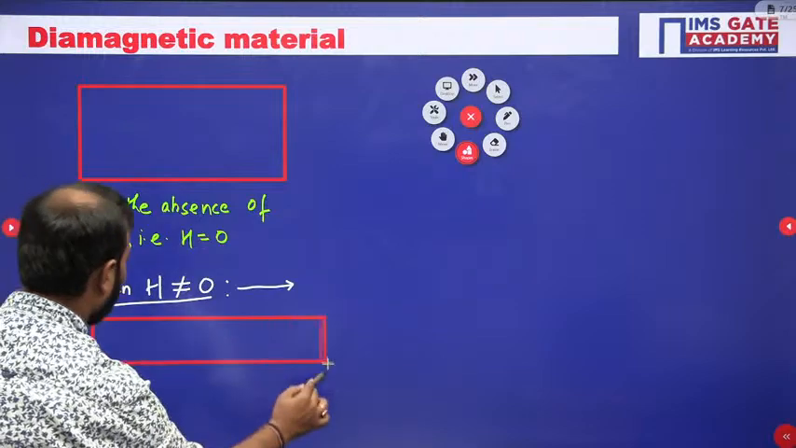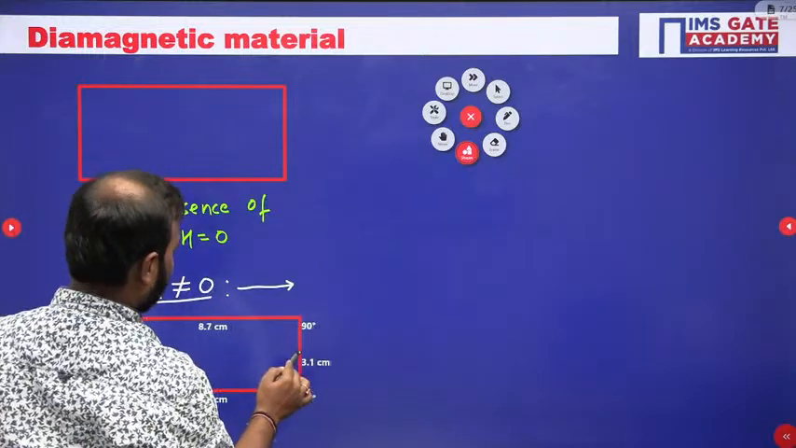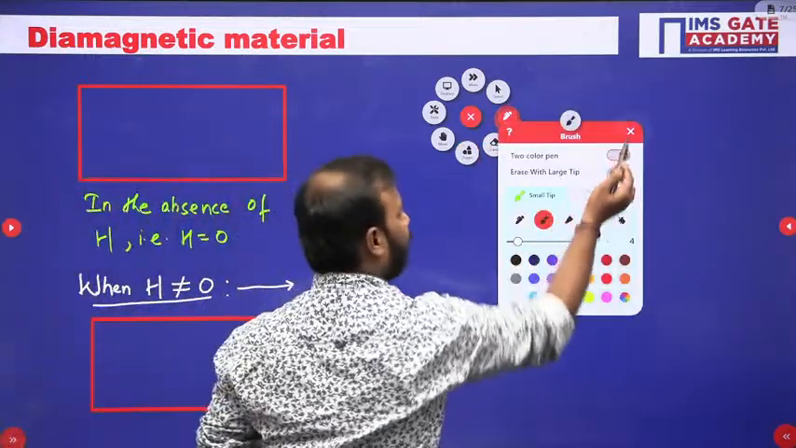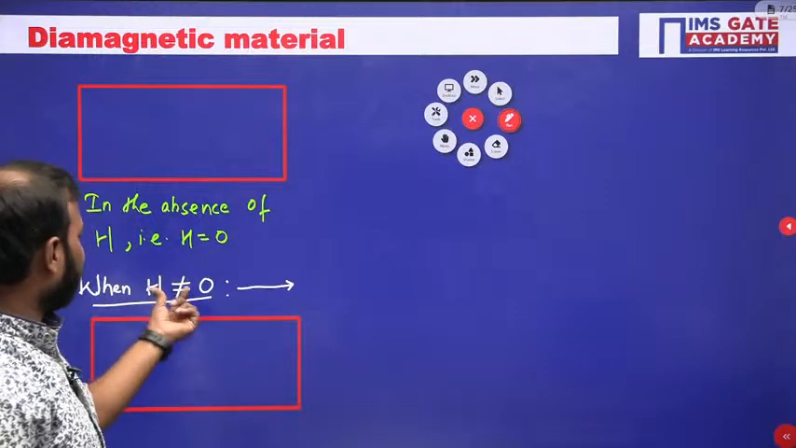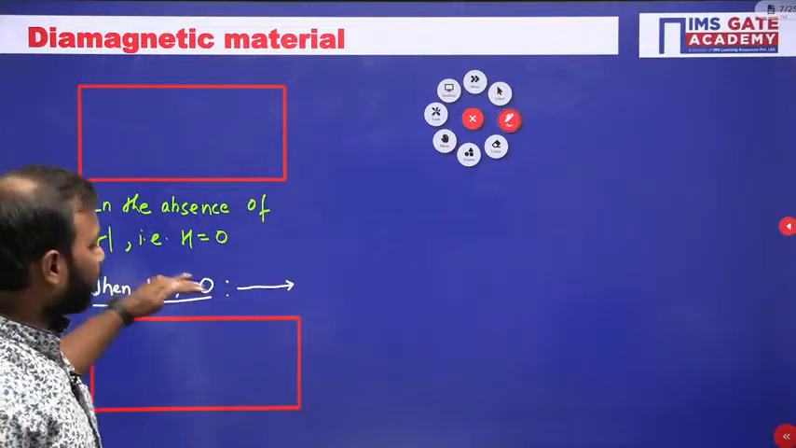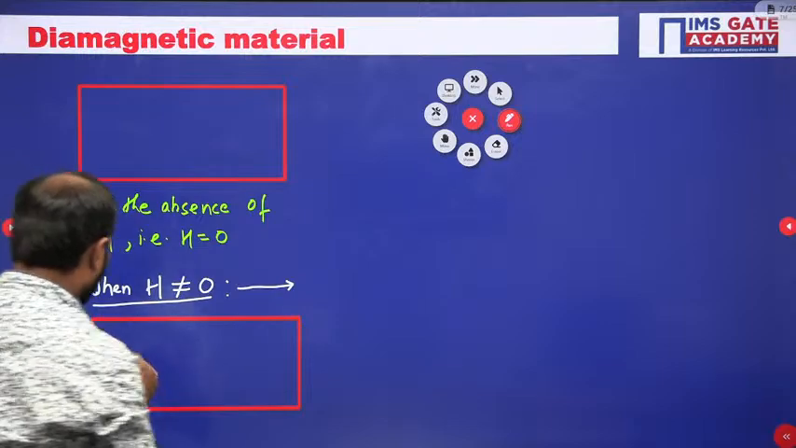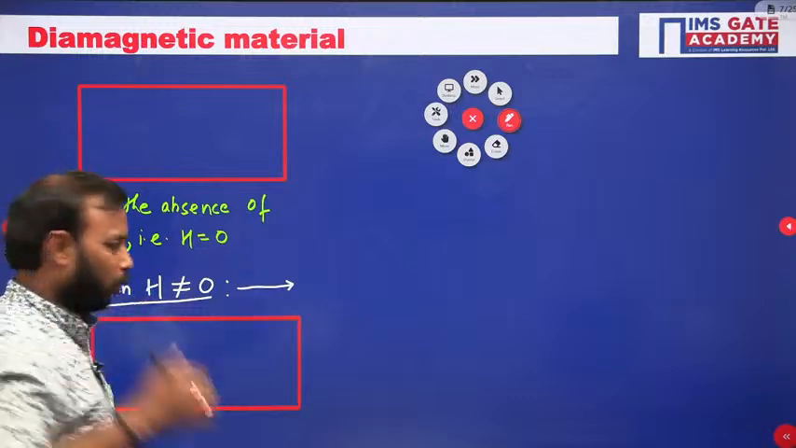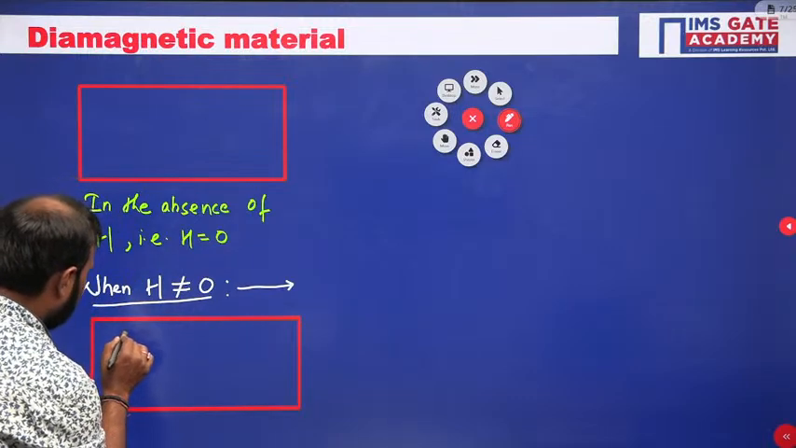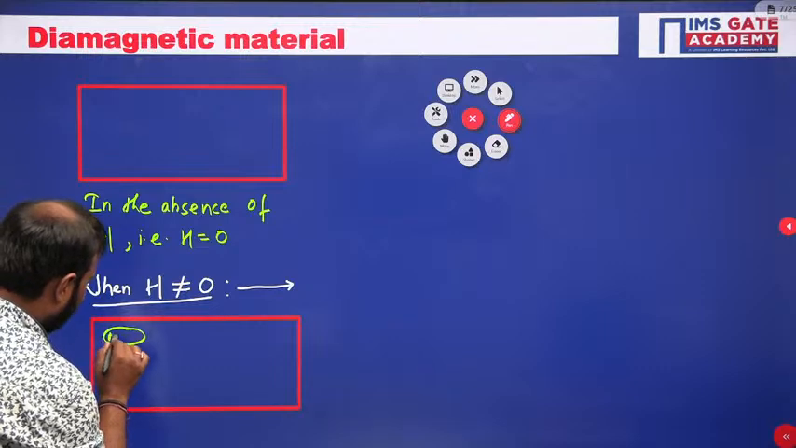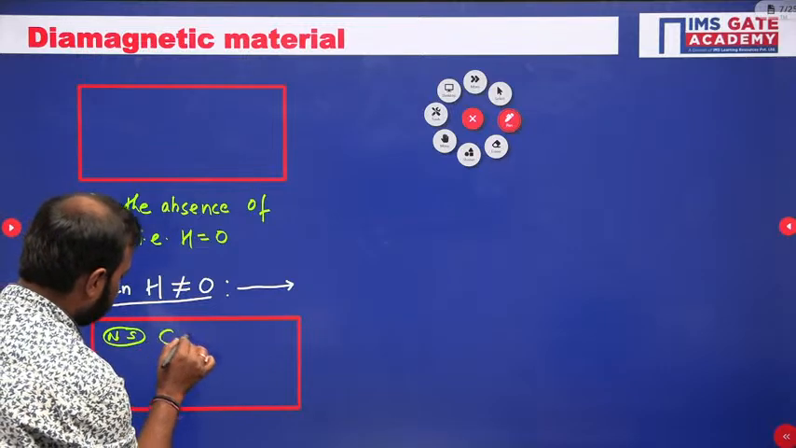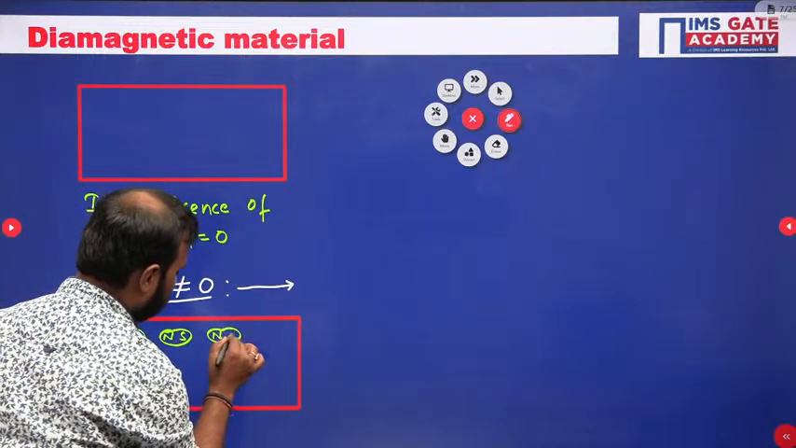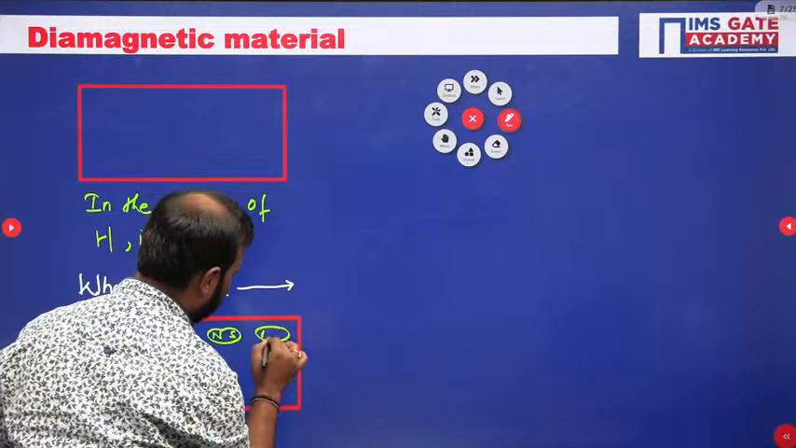So let me take the case where the diamagnetic material is under the presence of magnetic field intensity, and this is applied in this direction. So see what is going to happen. Dipole means what? Which has two poles. Dipole means two poles. So it will have small poles like this, north, south, north, south, north, south. So these are the dipoles, north, south.